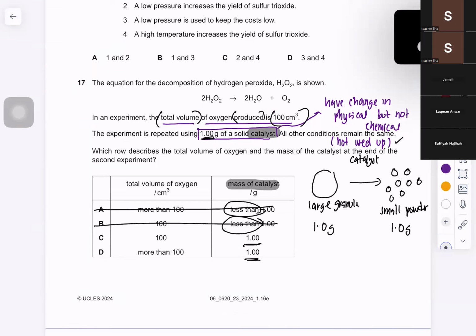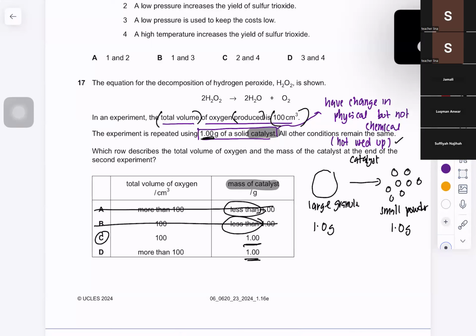Dia nak you faham actually, bila letak catalyst, dia akan alter the reaction or not. Dia akan ubah produk or not. Dia tak akan ubah produk. Dia nak you faham konsep catalyst tu sebenarnya. So the answer will be C lah. Dia tak ada calculation pun. No calculation. Dia macam pelik kan?